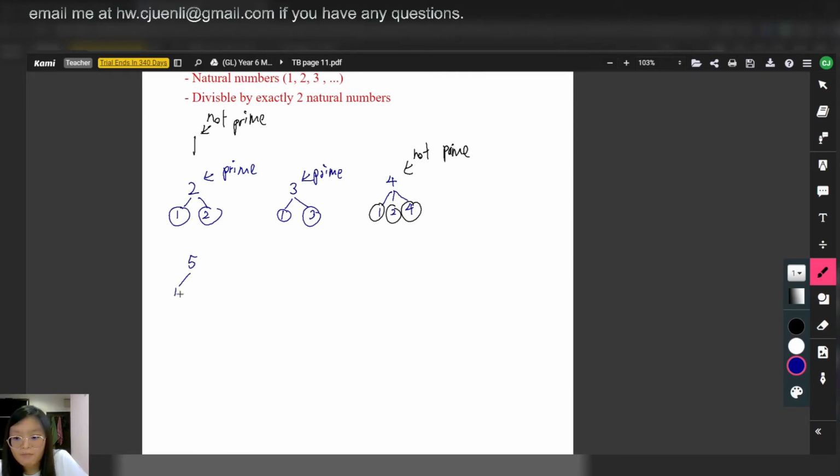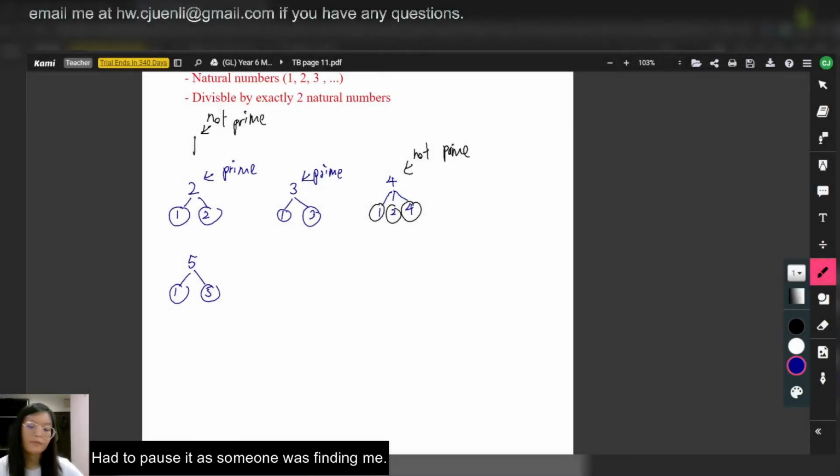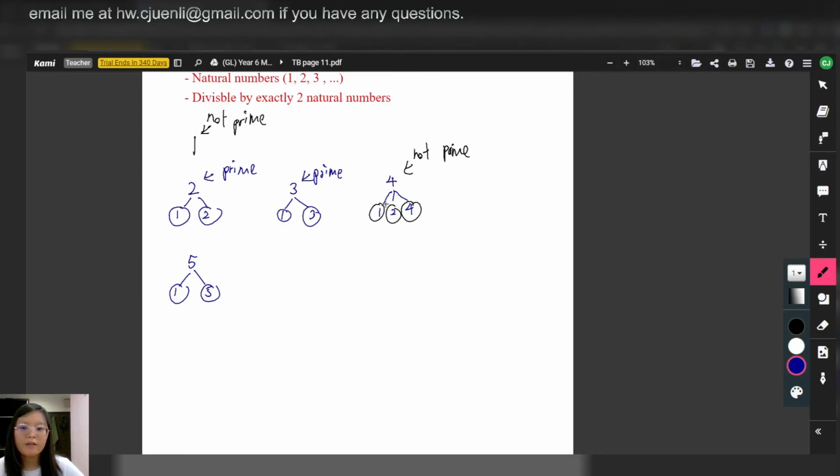So 1 times 5 is 5 over here, right? So other than 5, we're going to look at 6. Oh yeah, one thing: 5 is also a prime number because there are only 2 natural numbers, that's all.